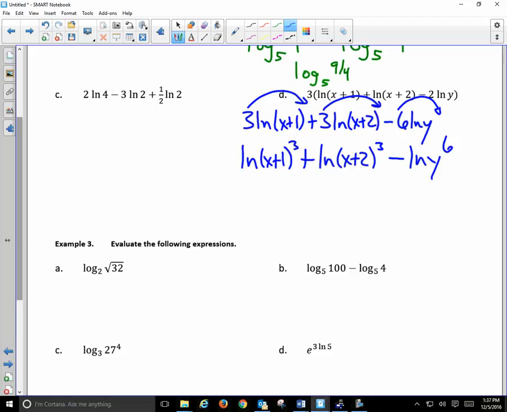So you will have 1 logarithm, not 2, not 3: (x plus 1) cubed, (x plus 2) cubed, over y to the 6th.